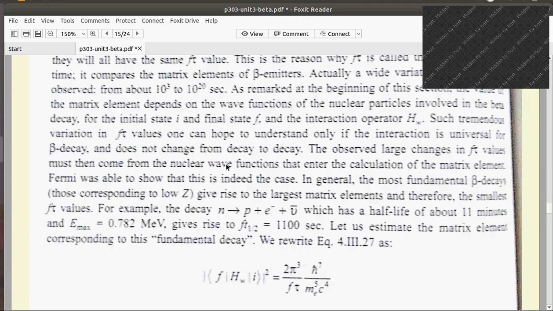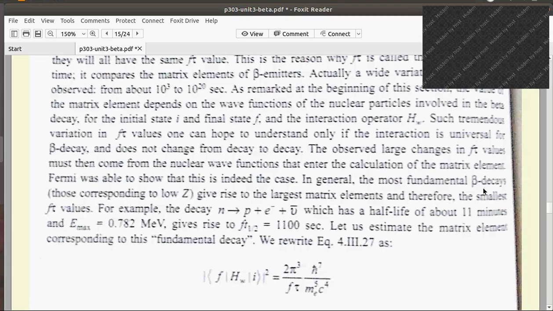The observed large change in ft values must then come from the nuclear wave functions that enter the calculation of the matrix element. Such tremendous variation in ft values one can hope to understand only if the interaction is universal for beta decay and does not change from decay to decay. All of this large variation can be easily understood if the interaction is universal, the same for all, and the difference comes only because of the wave function. Fermi was able to show that this is indeed the case.